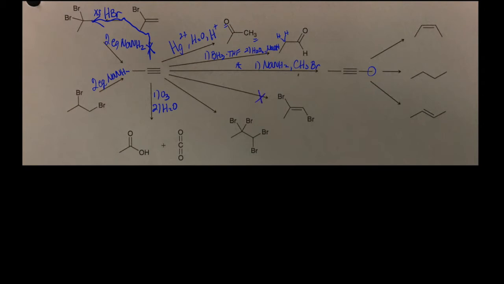We can add 2 equivalents of bromine to give the tetrabrominated guy there. And then various hydrogenations can be used to transform alkynes to alkenes.